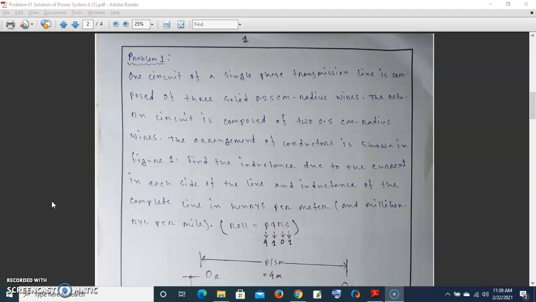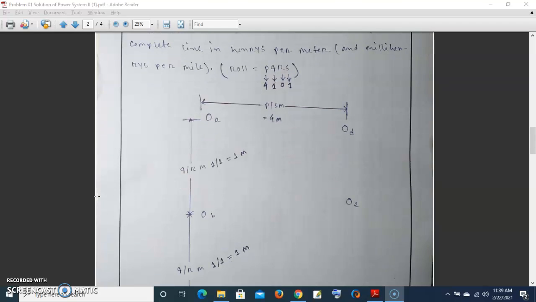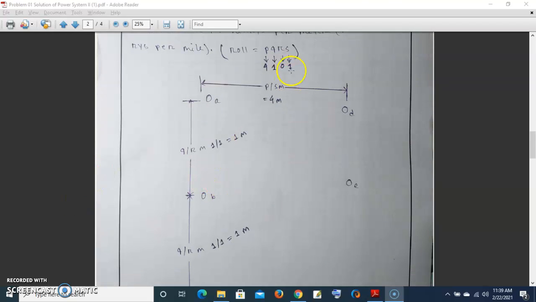Here my roll number: P equal to 4, Q equal to 1, R equal to 0, S equal to 1. Here P by S means 4 by 1. If I divide 4 by 1, I get 4 meter.